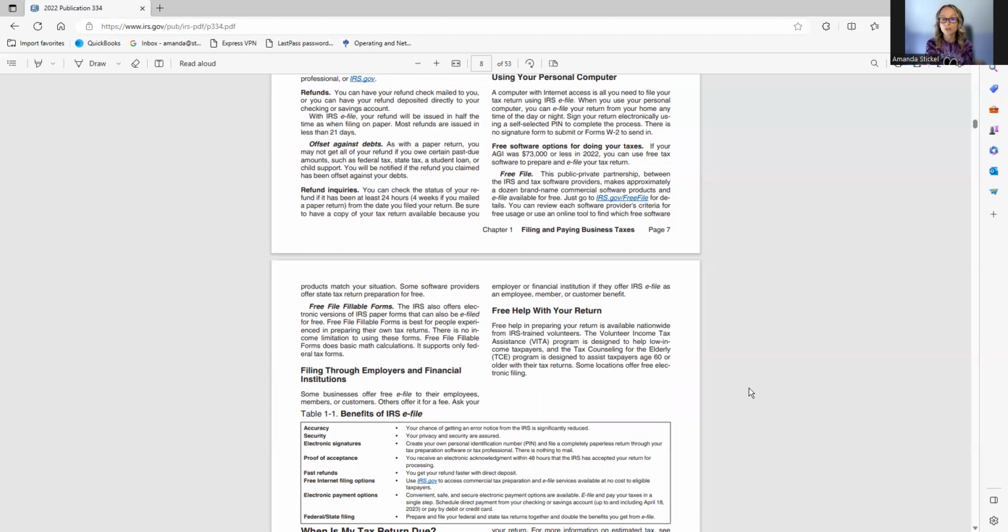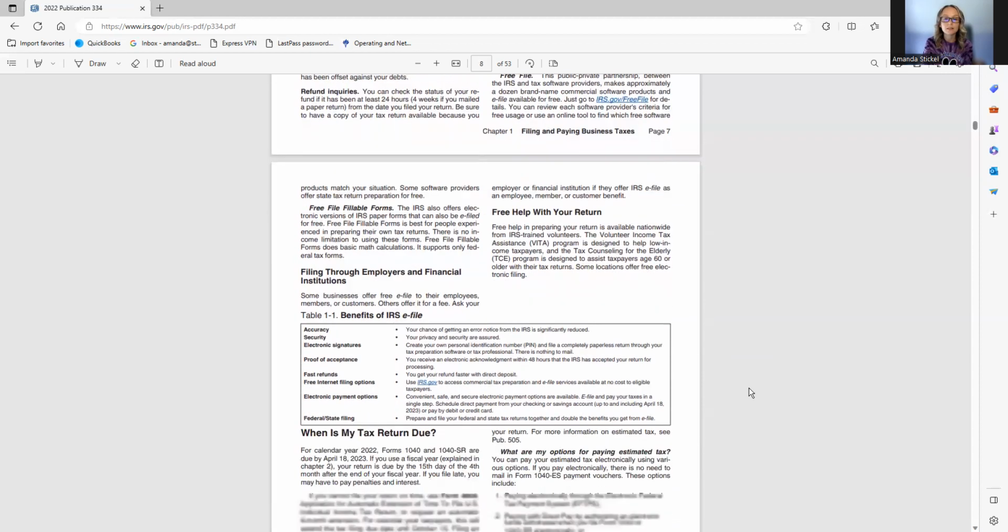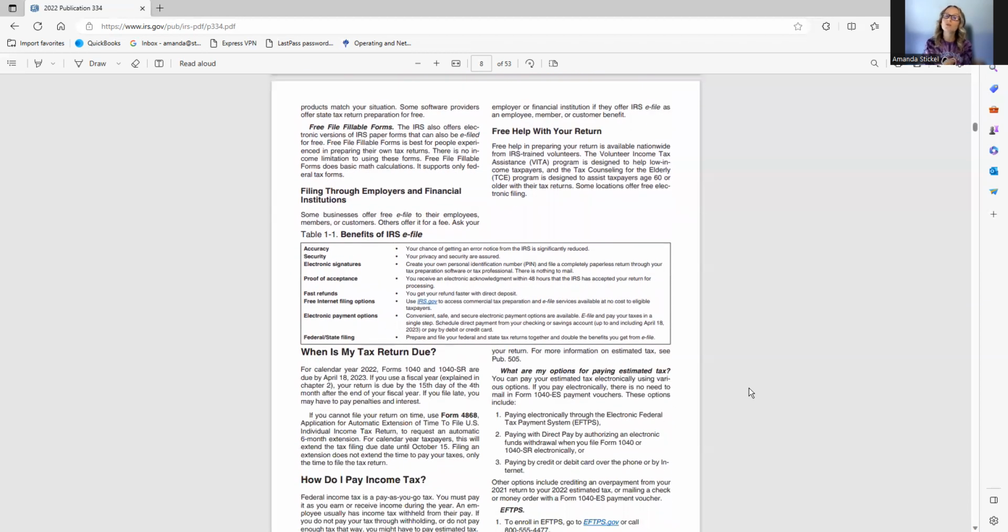If your AGI, or adjusted gross income, was $73,000 or less in 2022, you can use free tax software to prepare and e-file your tax return. Free File. This public-private partnership between the IRS and tax software providers makes approximately a dozen brand name commercial software products and e-file available for free. Go to irs.gov/freefile for details. I'd like to say too, more often than not, usually the free file is only for federal tax returns, and then you have to pay for your state taxes. So just be aware of that.